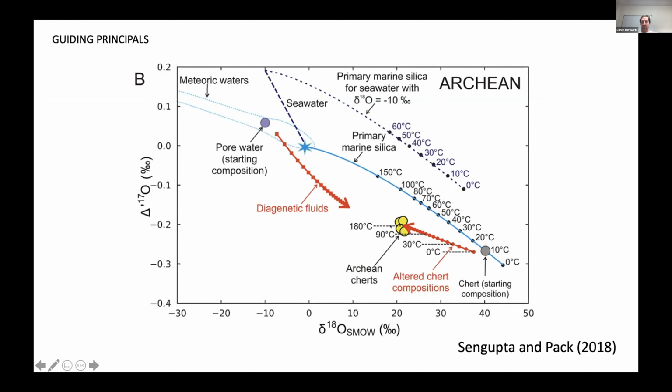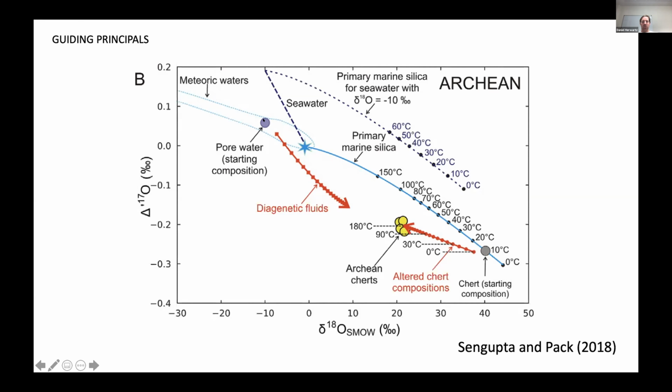So to explain the cap 17O composition of these Archean cherts, Sengupta and Pack suggested that this is simply alteration of initial chert precipitated here on the equilibrium line with pore waters. And so you have kind of a mixing relationship, which has this curved nature and drives the Archean cherts to lower cap 17O and to lower delta 18O values.